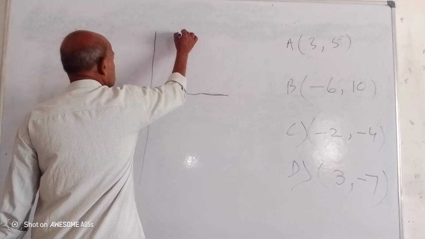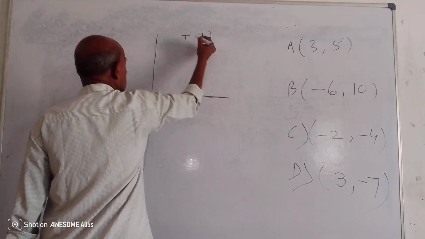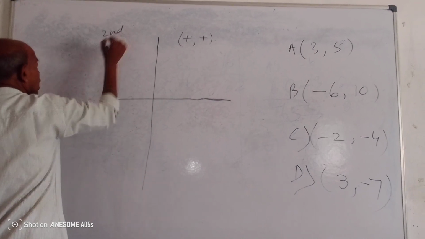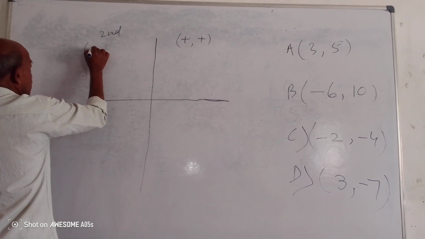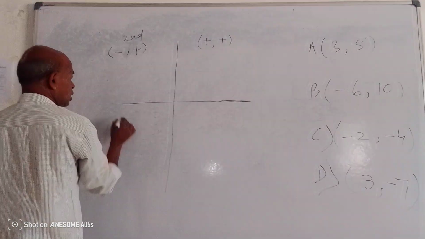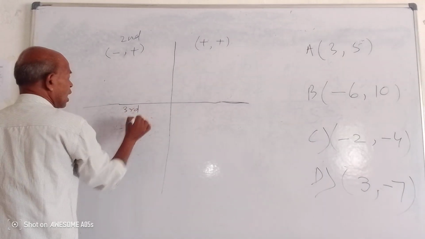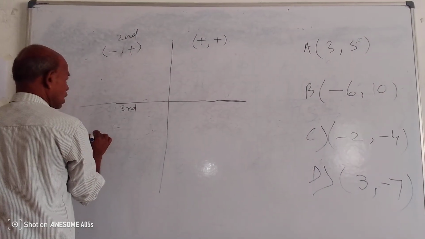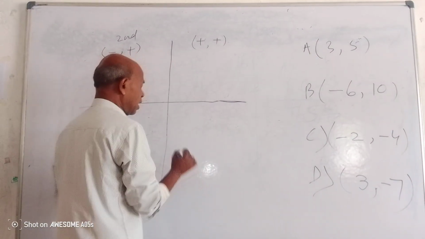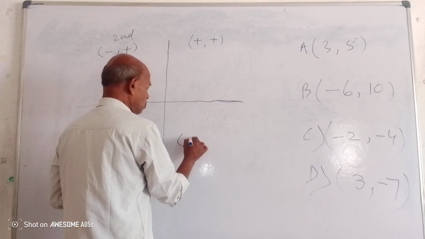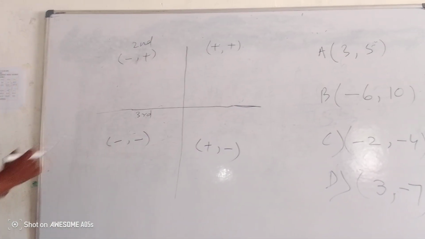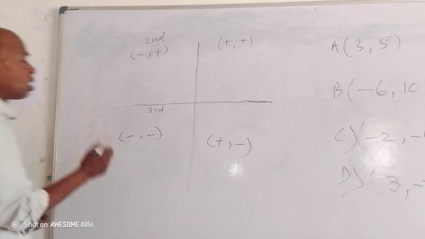According to the sign, there is an x coordinate and a y coordinate. In the first quadrant, both are plus. In the second quadrant, the x coordinate is negative and the y coordinate is positive. In the third quadrant, both x and y coordinates are negative. And in the fourth quadrant, the x coordinate is positive and the y coordinate is negative. These are the signs of the coordinates in different quadrants. Accordingly, we will plot the point.